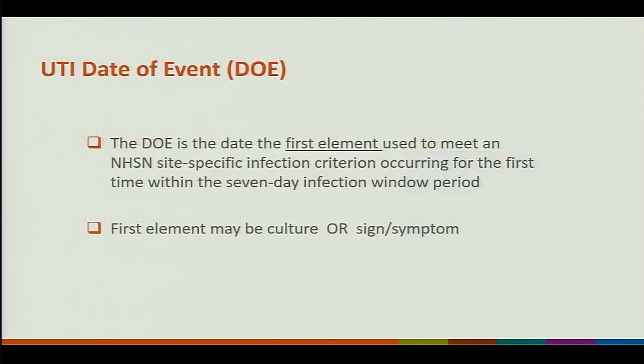The DOE is the date of the first element used to meet the NHSN site-specific infection criterion occurring the first time during the 7-day infection window period. Keep in mind that the DOE could be the urine culture or the signs and symptoms, whichever comes first.